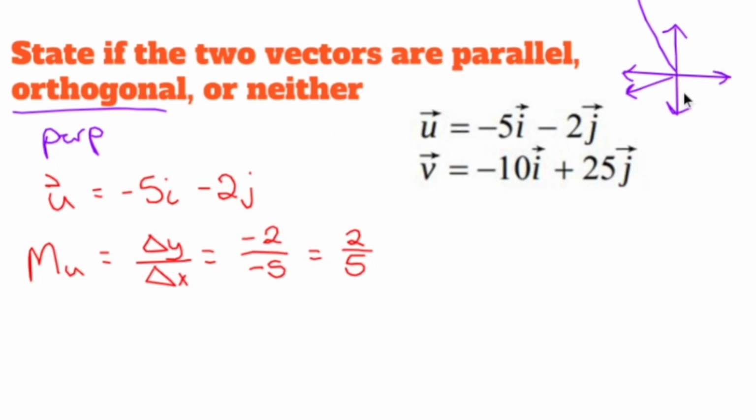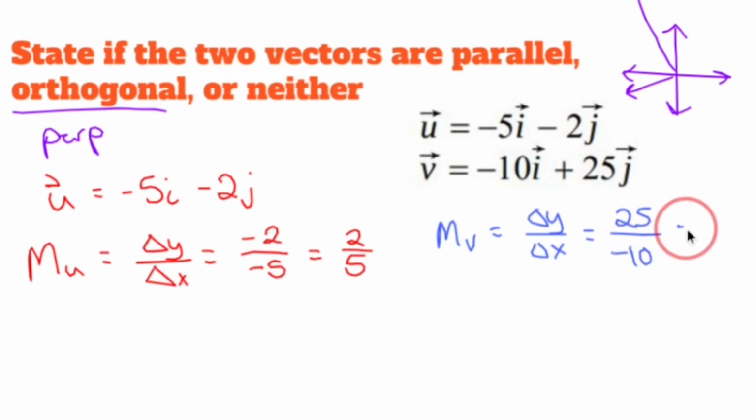Now, if I were to do the same thing with v, and I'm not going to write it out, there's v right there. If I were to say m sub v is the change in y values over the change in x values, the change in y values is positive 25. The change in x values is negative 10. That simplifies to negative 5 over 2.